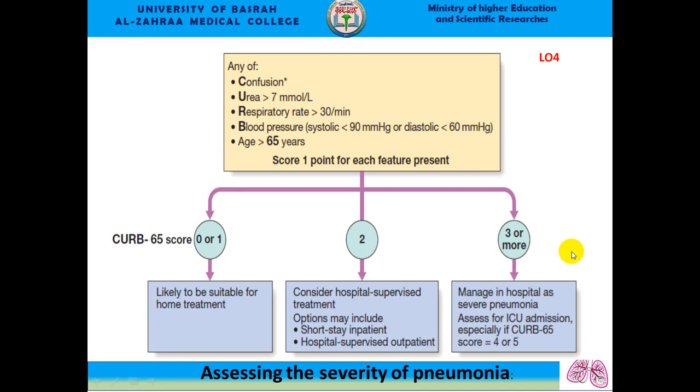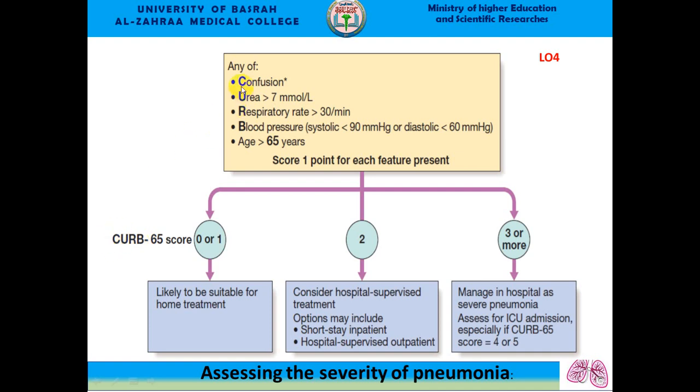And we have a very important scoring system, we call it CURB-65. And CURB-65 score is very important to assess the severity of pneumonia. Why? Because according to this score, we can decide whether to treat our patient with pneumonia at home, or to admit him to hospital, or to admit him to the intensive care unit. So what is the CURB-65? In this word CURB, each letter represents a word.